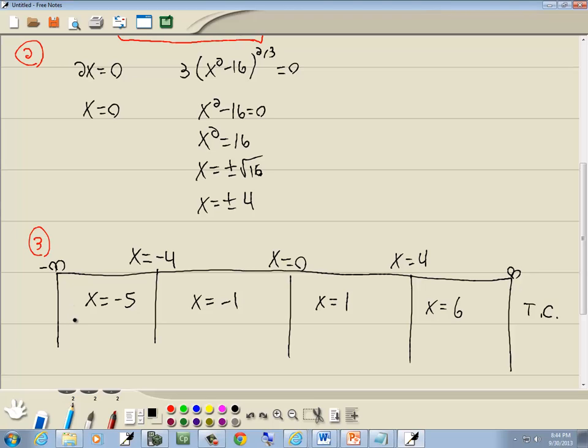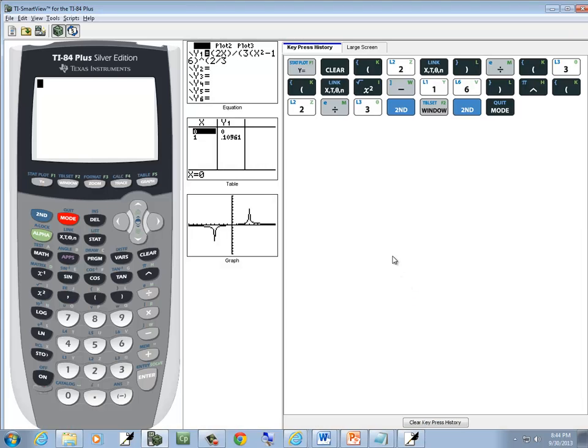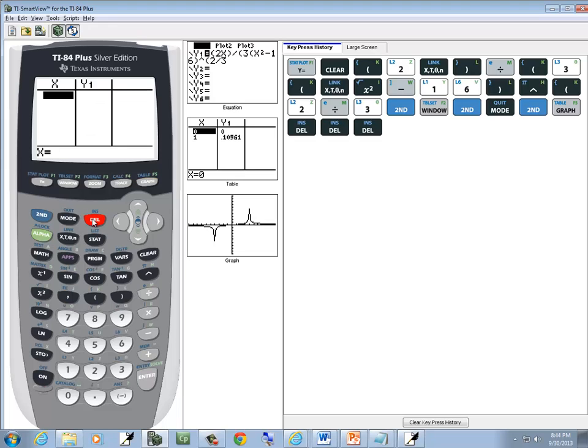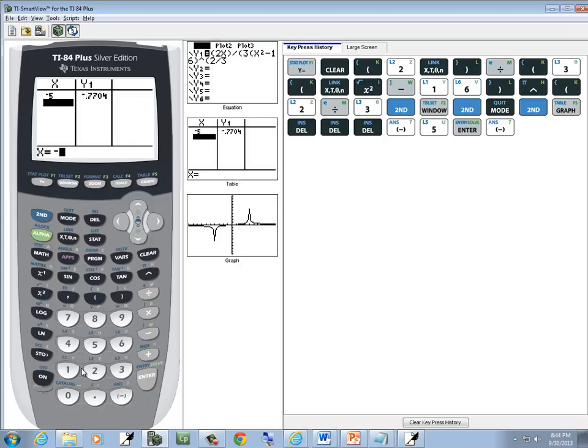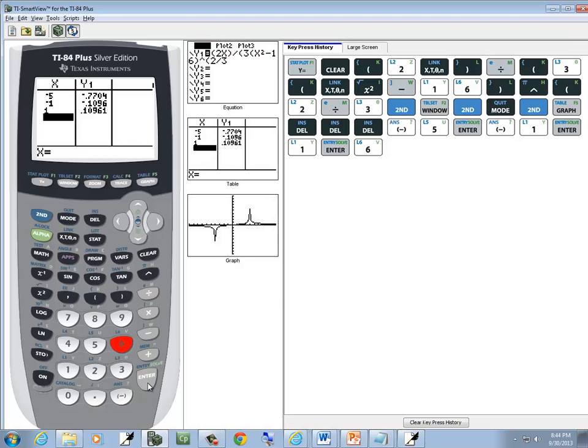Now keep in mind, we just put our derivative in y equals, and we checked our table setup, and it's correct. So now we're ready to go to our table. What we're going to be doing is plugging each one of those test cases into our derivative. You could do it by hand, or you could use your calculator. So I'll do a second graph to go in the table. I already have some numbers there, so I'll keep pressing delete until they're gone. Put in negative 5, enter, negative 1, enter, 1, enter, and 6, enter.